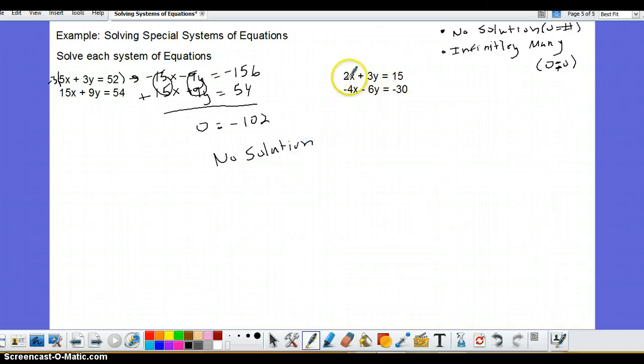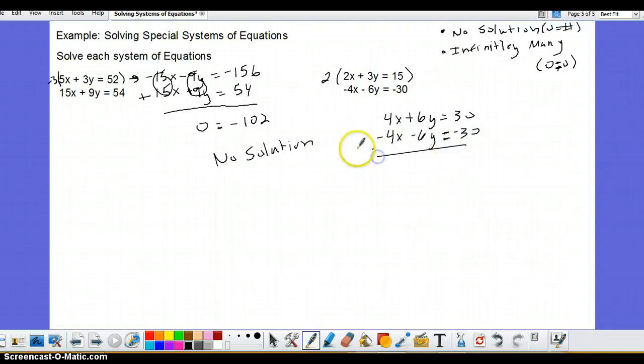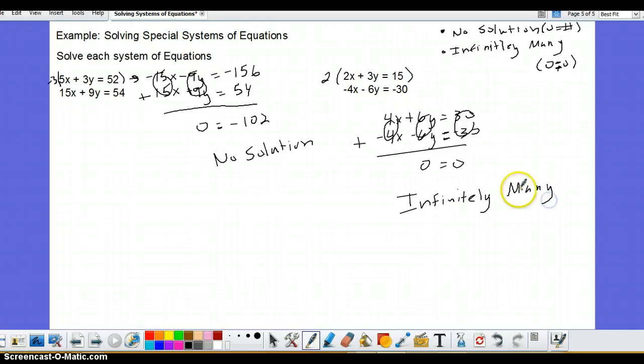Alright, same drill here. These are already negative, so this time I'm going to multiply by 2. When I do, we get 4x plus 6y equals 30, and then we have our -4x minus 6y equals -30. When I add, that's 0, that's 0, and that's also 0, so we get 0 equals 0, which is infinitely many.